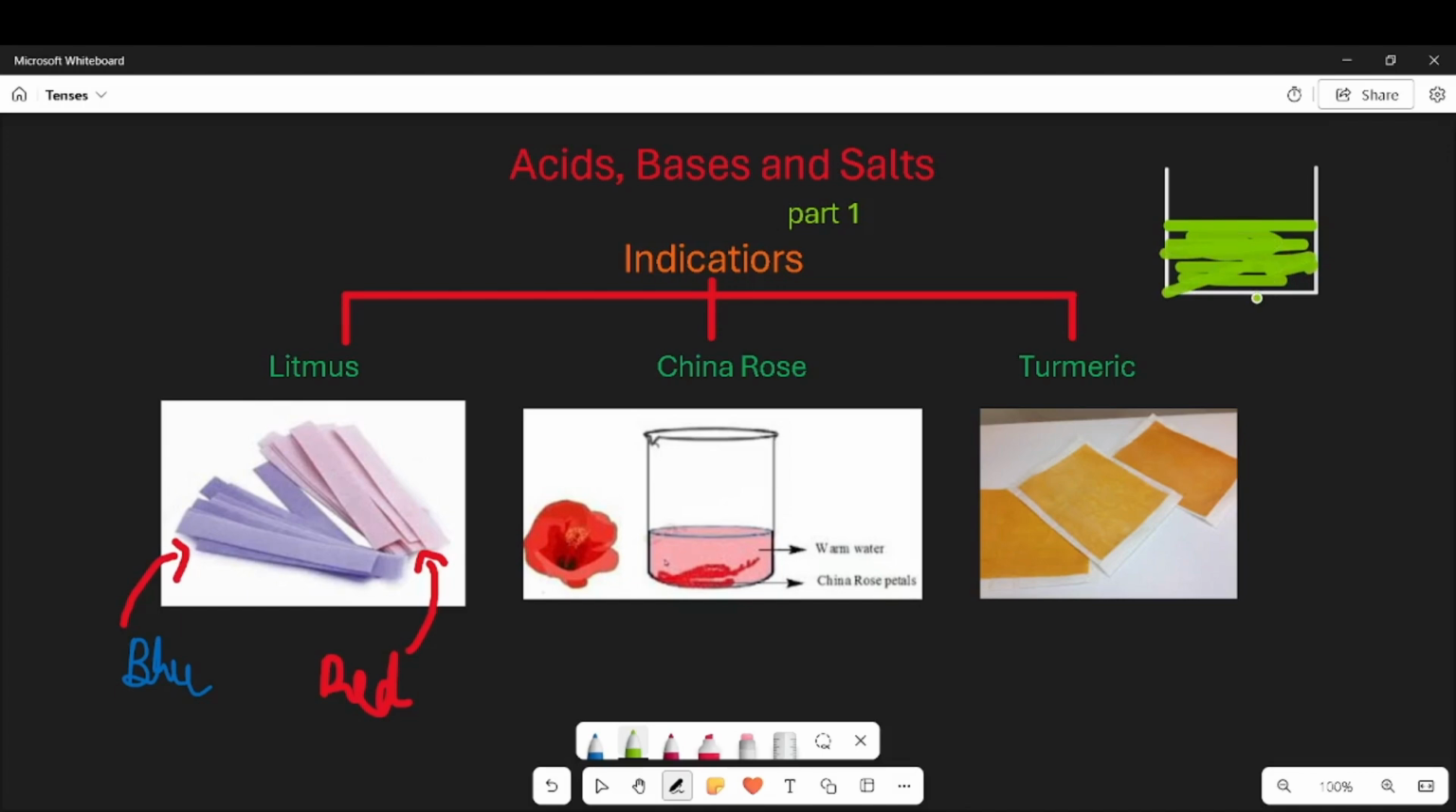So if we have to remember all of this, in the beginning of every part of this series, we're going to review litmus paper, China rose, and turmeric, and what will happen if we put an acid or base inside these. Now let's talk about turmeric.